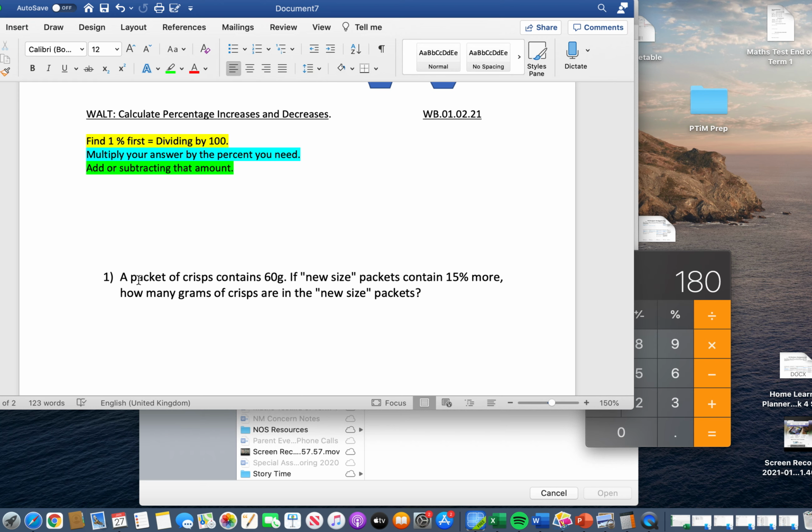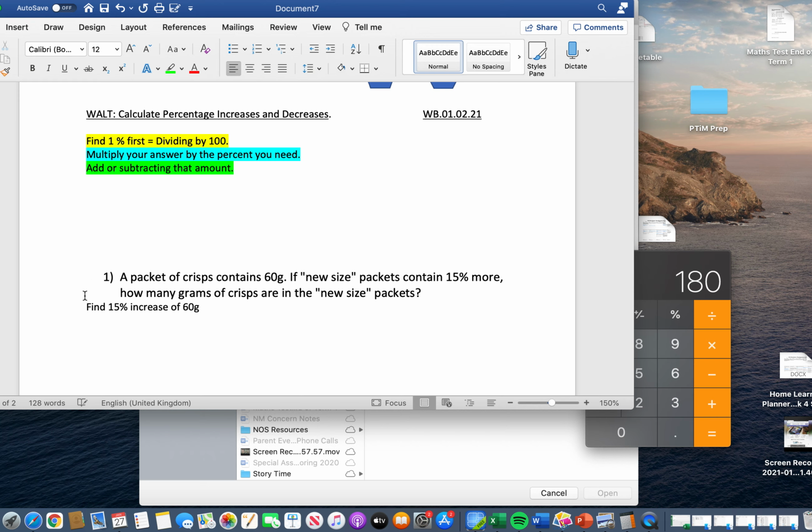A packet of crisps contains 60 grams, right? So there's 60 grams of crisps in the packet. But a new size is coming out. If a new size packet contains 15% more, how many grams of crisps are in the new size? Because you see the word more, straight away you should be thinking increase. So basically what they're asking you to do is to find a 15% increase of 60 grams. Okay, a 15% increase of 60 grams.